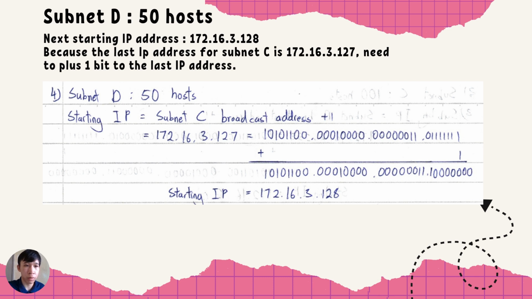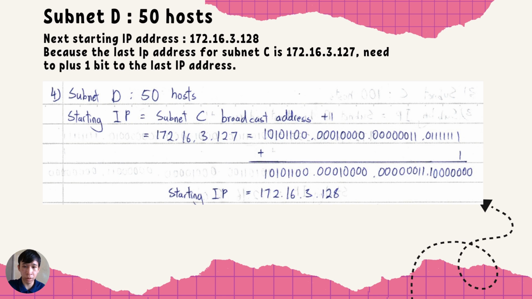And next, for subnet D that contains 50 hosts, for the starting IP address we need to use the subnet C broadcast address and add 1 bit. So we use the broadcast address for subnet C, convert it into binary first, and then add 1 bit to it.